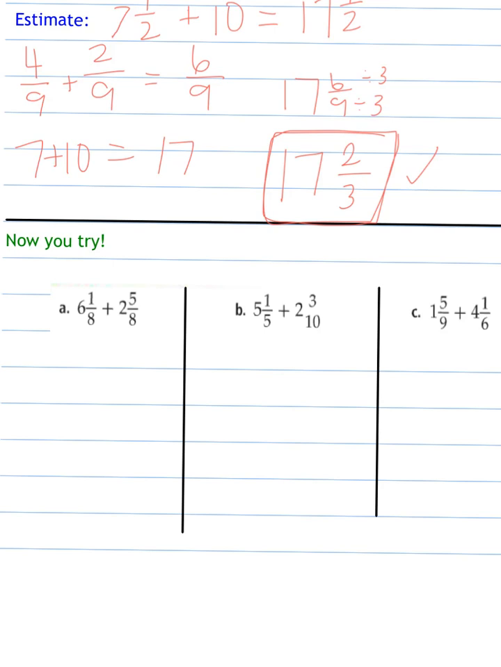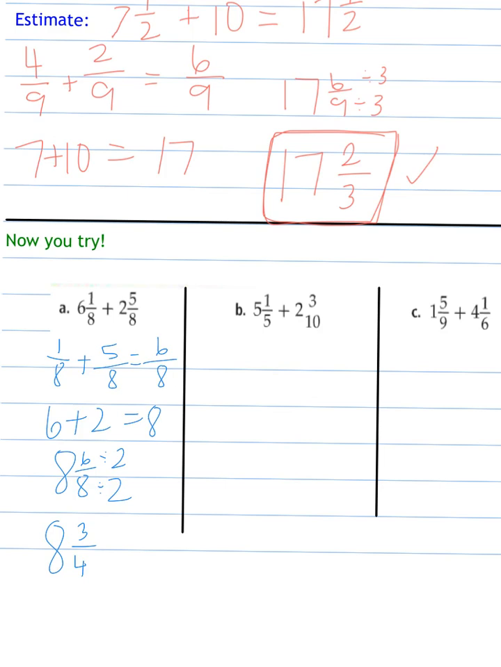6 and 1/8 plus 2 5/8. I'm going to start with adding the fractions, so 1/8 plus 5/8. Okay. Add the numerators together. Now add the whole numbers. Put the whole number and the fraction together. Simplify. Okay. Divide both of these by 2. Our whole number stays the same. That does not get simplified at all. 6/8 turns into 3/4. Okay. 8 and 3/4.